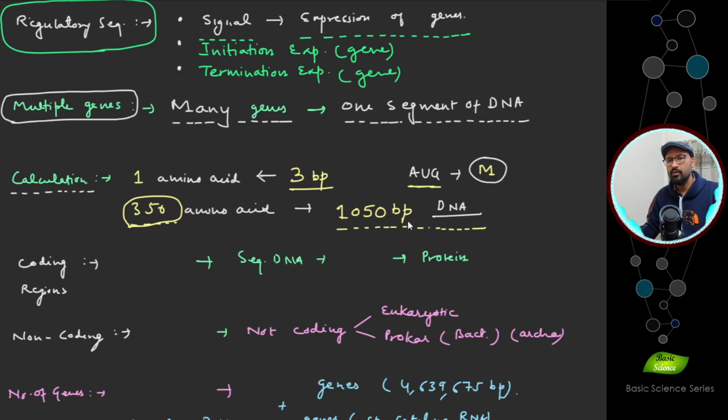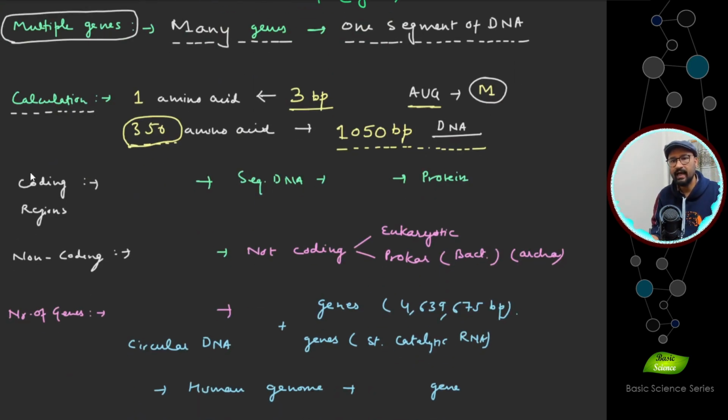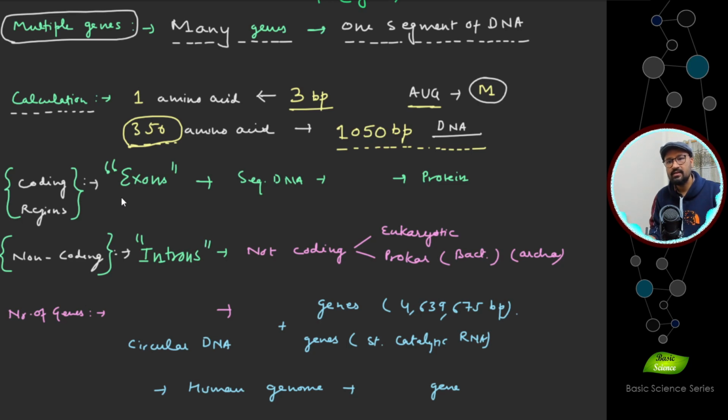So it's a polypeptide molecule that can be produced by these base pairs in a DNA segment. Moving on to the next point, which is coding and non-coding regions. This is a very, very important concept, and we will be talking about these things. The coding region is also known as exons, and the non-coding as introns. Please remember these two terms. What are exons and introns? Exons are the segments of the DNA that are going to code a certain polypeptide molecule. Introns are the regions in between the exons.